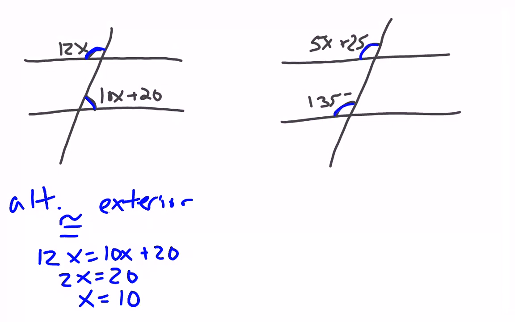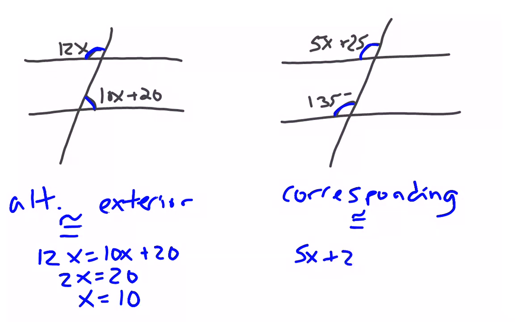Going to the next problem, I noticed that these angles are in the same position. They're on the same side of the transversal, and they're also in the same position in relationship to the parallel lines, which is what we call corresponding. They correspond to each other. Corresponding angles are also congruent, so I can set the two sides of the equation equal to each other. The two angles equal to each other, really.